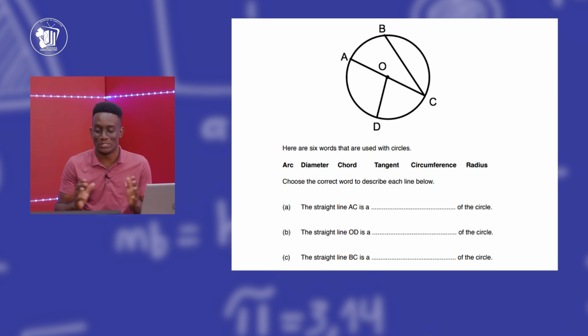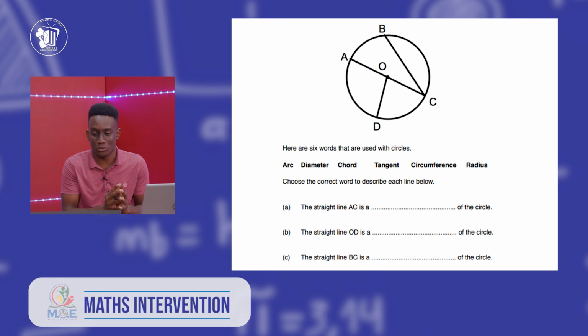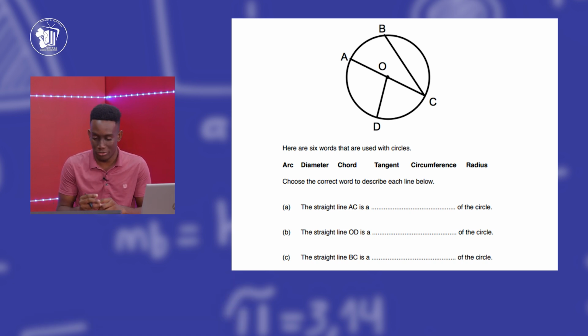So I have an exercise to do. In this exercise, we have a diagram being shown. What we want to do for the diagram is to identify the different parts of the circle on the diagram. I have 3 statements that we want to complete, and we have 6 words. So we'll put in which word fits the description in the sentence. We have the arc, the diameter, the chord, the tangent, the circumference, and the radius.